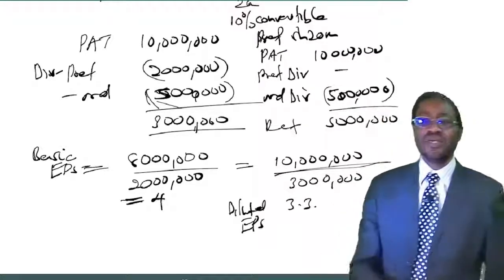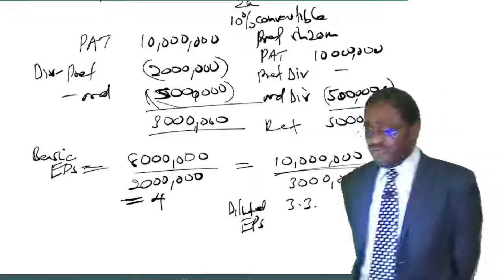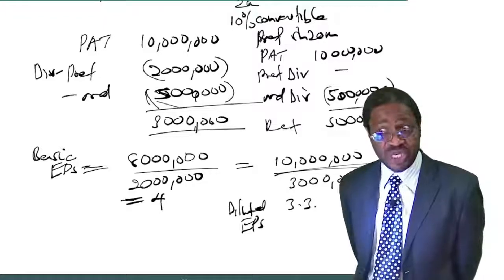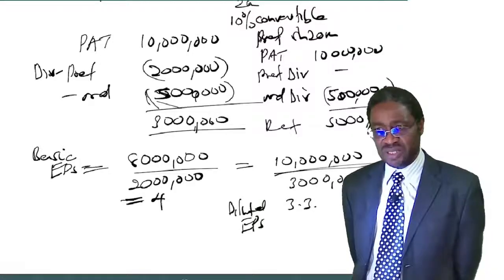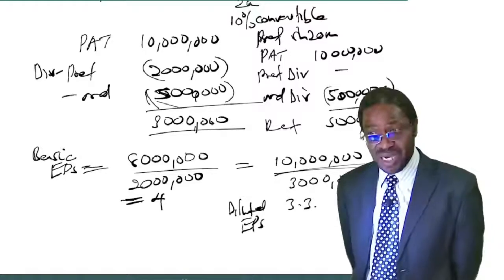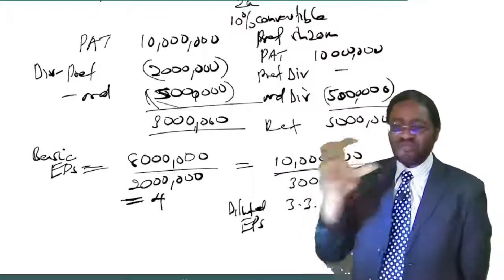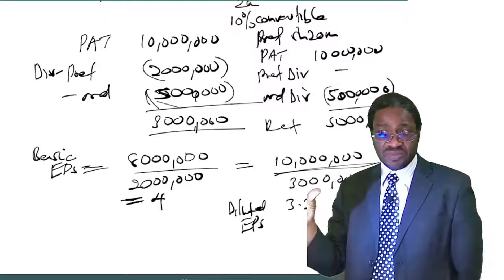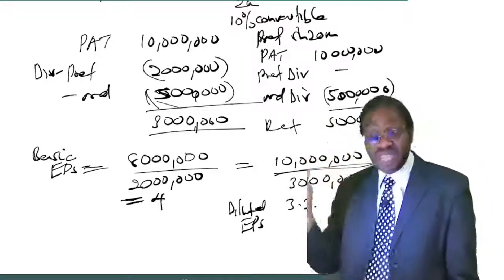Listen. When you have convertible preference shares, I hope you are following. When you have convertible preference shares by the end of the year, to compute the diluted earnings per share, we are saying to the earnings used for basic EPS, you add the preference dividend that would have been saved on conversion. That is 2 million.